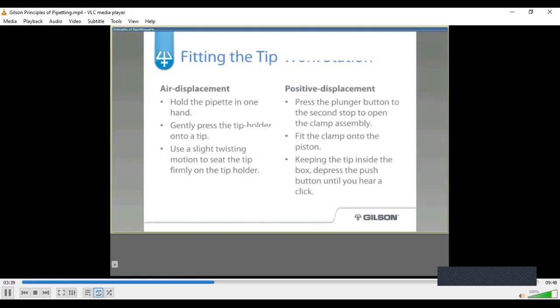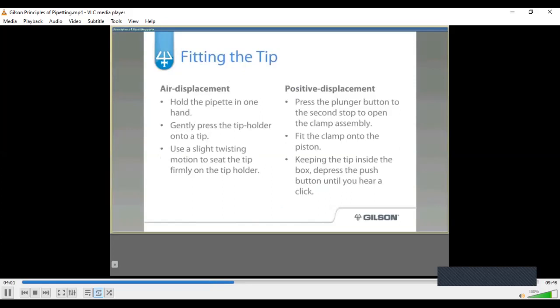Fitting a tip. There are two different methods for fitting a tip, one for air displacement pipettes and the other for positive displacement pipettes. For air displacement pipettes, hold the pipette in one hand, then gently press the tip holder into a tip. Next, use a slight twisting motion to seat the tip firmly on the tip holder.